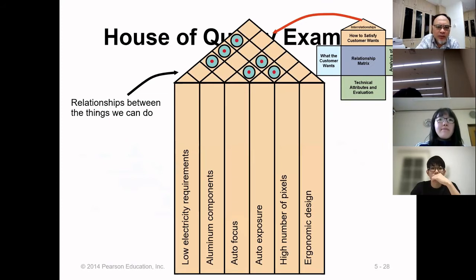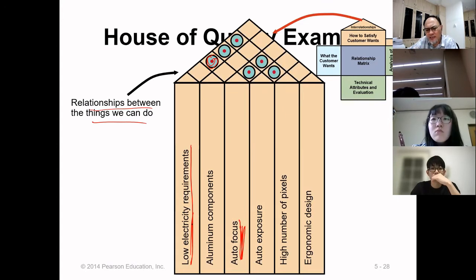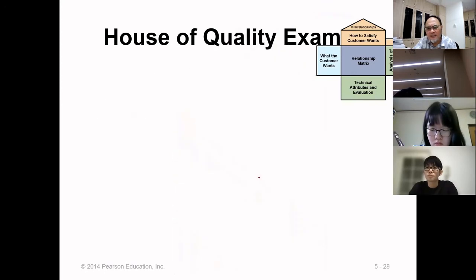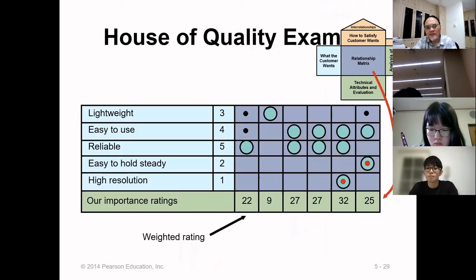And there are also relationships between the things that we can do. That means, for example, low energy requirements have a relationship with autofocus. Okay, autofocus obviously needs energy rather than manual focus. Or auto exposure, energy. High number of pixels, also energy. So this is the relationship between these characteristics. Okay, and you give scoring for this relationship.